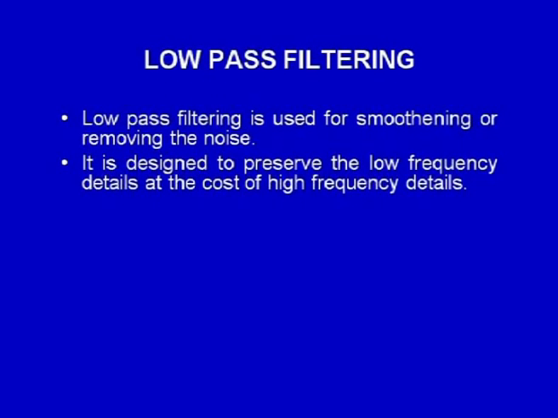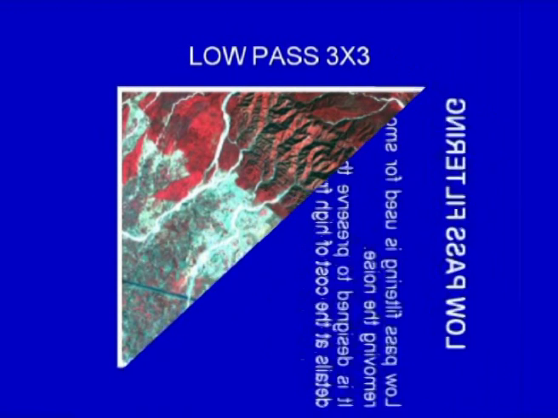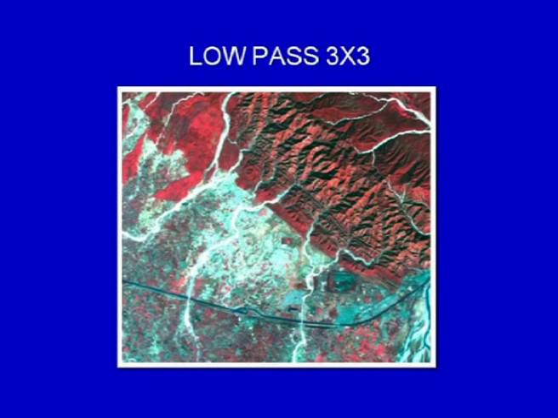Low pass filtering is used for smoothing or removing noise. It is designed to preserve the low frequency details at the cost of high frequency details. This particular slide shows a low pass filter of 3 by 3 window size, as it has passed over a digital image. The edges have become much clearer in this particular case.